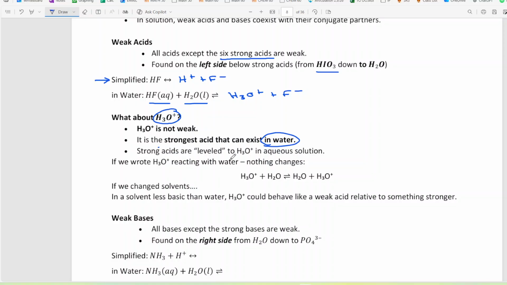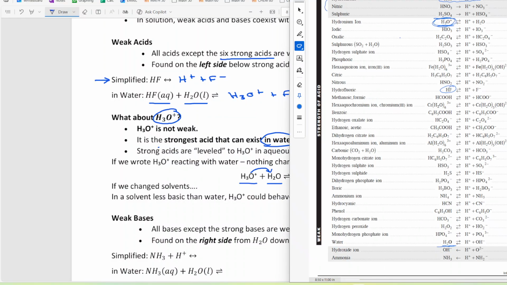And if we wrote hydronium reacting with water, nothing would change. So if you had hydronium acting as an acid with water, then it would donate its proton to the water, which would form hydronium and water. So nothing would happen. And if you think ahead to the fact that we're going to be talking about Keq, then you would be dividing something by itself and getting 1.